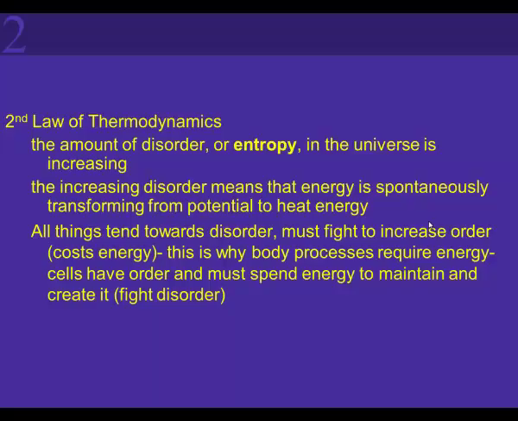So what this means is that some energy is spontaneously transforming from potential energy into useless energy. Thus, the universe is sort of tending towards disorder, and any process that requires order must fight against this. Therefore, any process that tends towards order, so against this tendency of the universe to head towards disorder, costs energy. So this is why body processes require energy, because cells are quite orderly and must spend a lot of energy both to establish and maintain that.